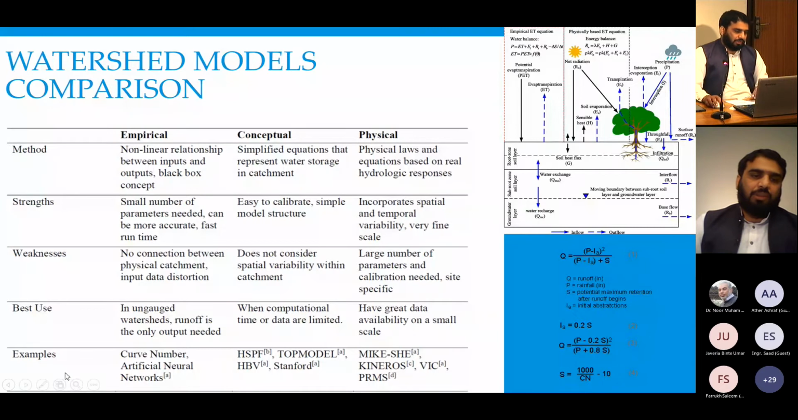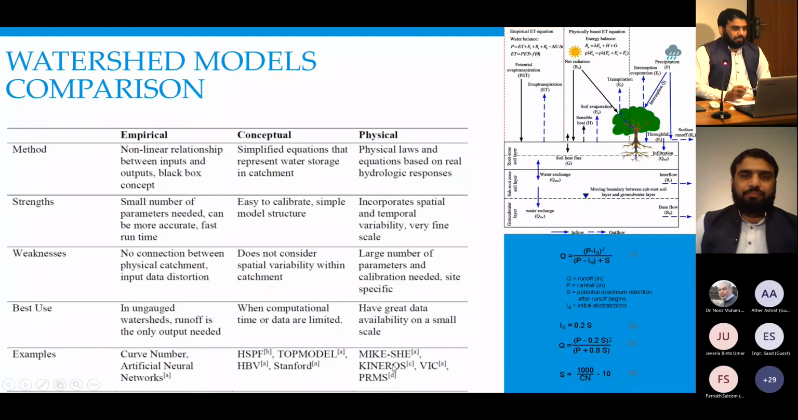Examples are the curve number and artificial neural network. These are all based on some empirical or statistical formula, whereas the conceptual models have some basic programming language, like HSPF, which is based on the Stanford model, HBV, and SAT. These are the names of the different models. And physical models include MIKE SHE, VIC, and others.